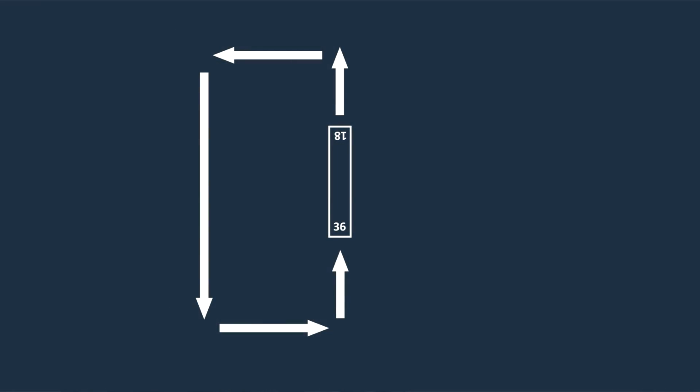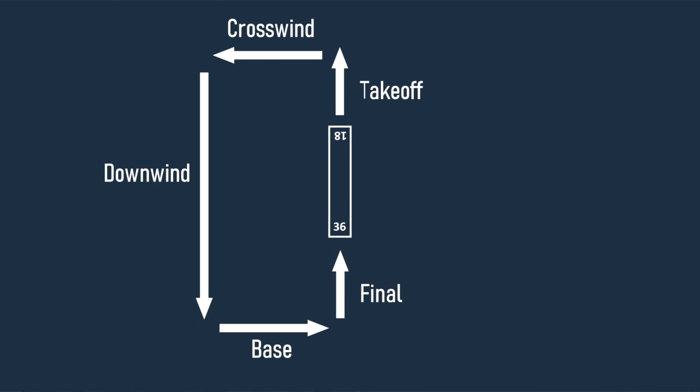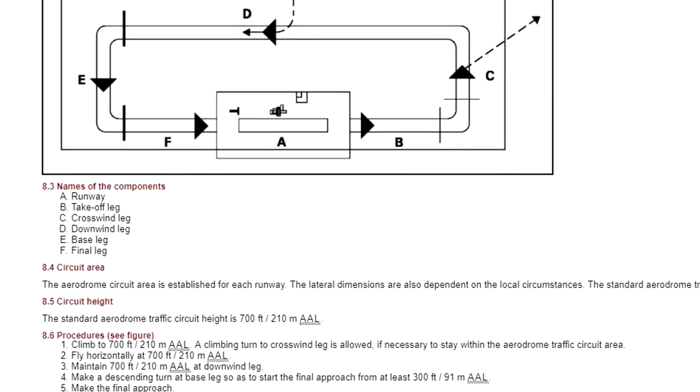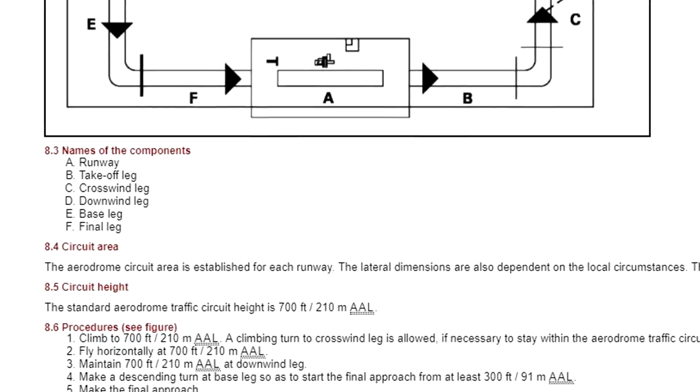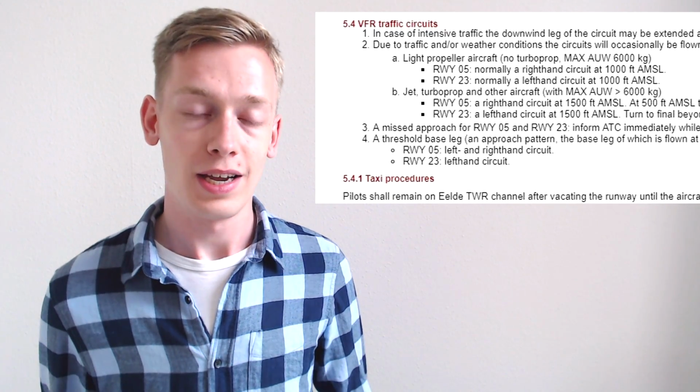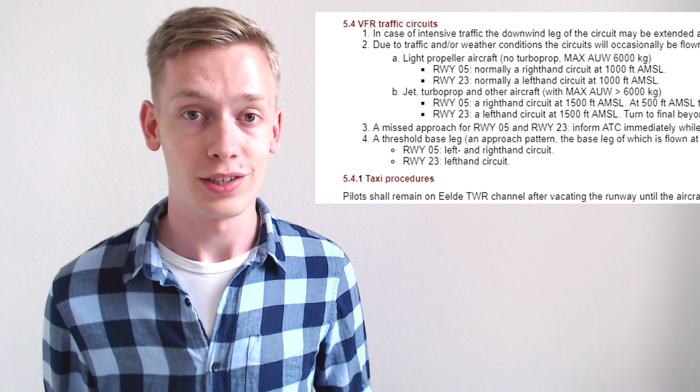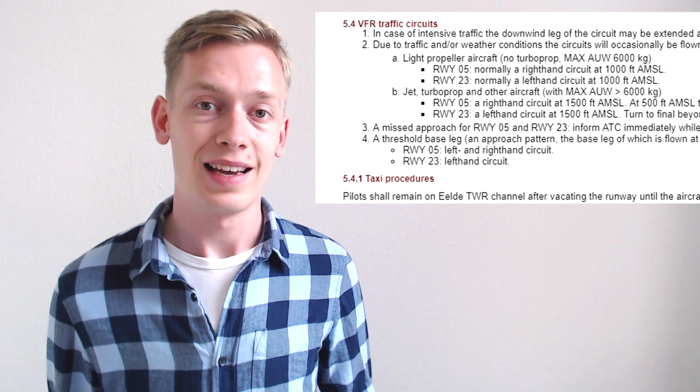So let's go back to the basics of the circuit. This is what the circuit looks like. We have the takeoff leg, then crosswind, downwind, where we usually want to report downwind, then base, and then final. The default height of circuits in the Netherlands is 700 feet above aerodrome level, but for Groningen Airport Eelde, the circuit height is 1000 feet, and I looked this up in the aeronautical information publications. Since Groningen Airport is pretty much at sea level, we're just going to be flying at 1000 feet using the local QNH by looking at our altimeter.